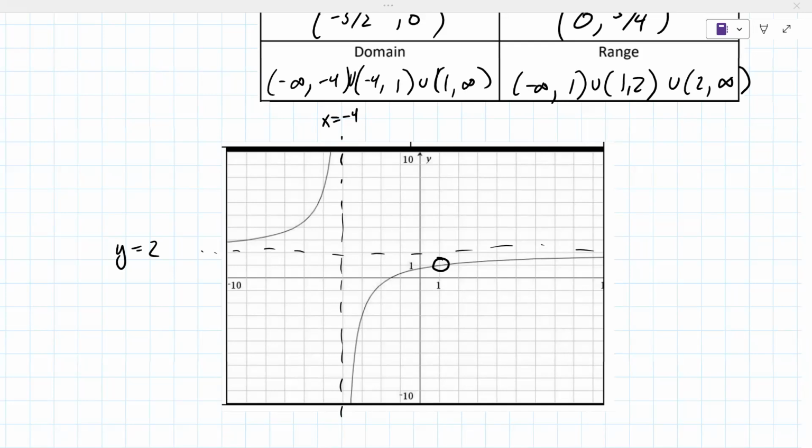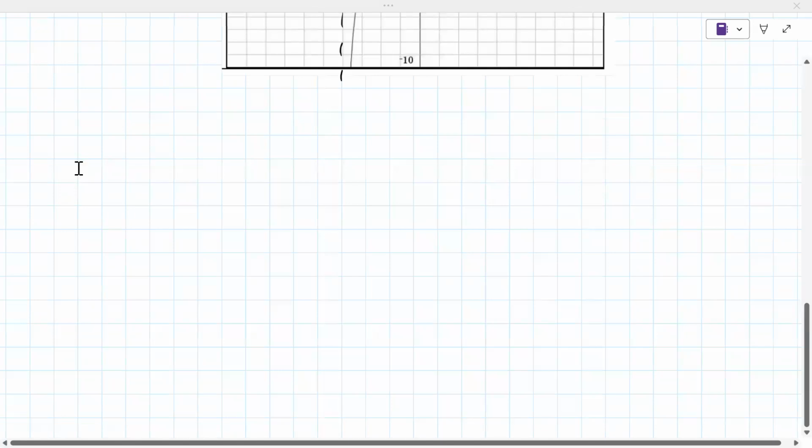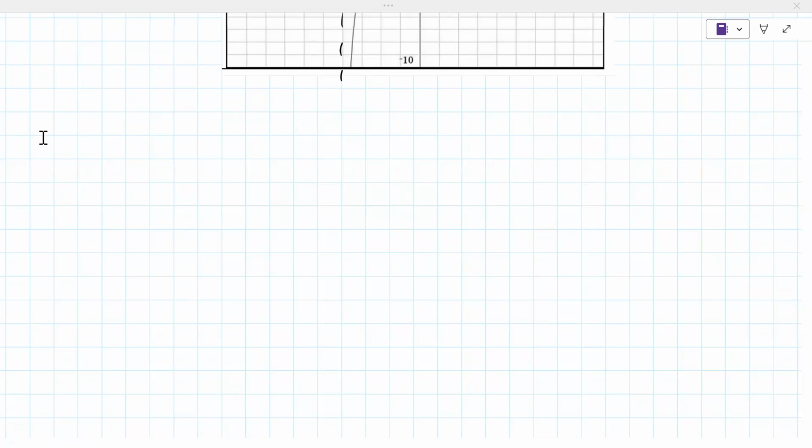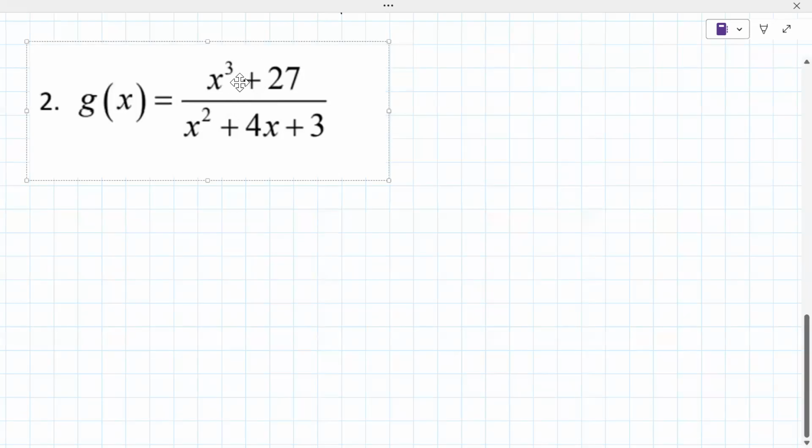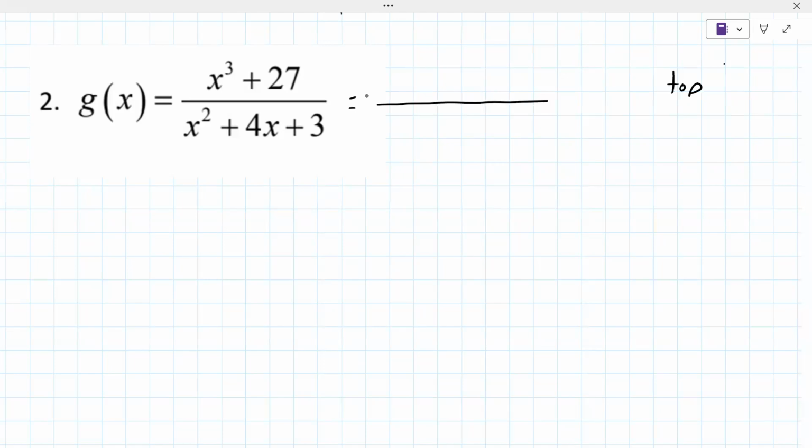All right, perfect. So number 2, with this one here, you want to notice right away that the degree of the top is bigger than the bottom. That means there's a slant asymptote. That's kind of the big thing. Is that something you talked about in class? Yeah, kind of. Okay, that's important. It's top heavy.